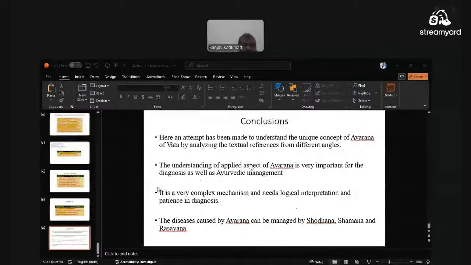Sir, first question is, does Srotodushti always precede Avarana, or can Avarana occur independently of significant Srotorodha? Yes, absolutely. It's a very practical question. Srotodushti and Avarana may not coincide together. They may occur independently also. It is not necessary for Avarana to be preceded by Srotodushti, because Shodhana can be of any Doshas, but here Avarana is only for Vata. That is why there may be independent Avaranas without Srotodushti.